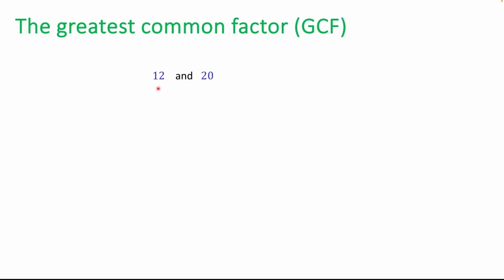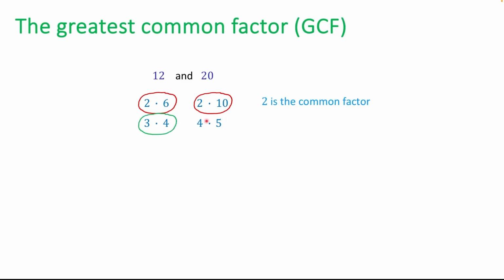I'm considering two numbers, 12 and 20. 12 can be written as 2 times 6 and 3 times 4. 20 can be written as 2 times 10 and 4 times 5. If you take these two, 2 is the common factor. And if you take these two, 4 is the common factor. So there are two common factors between 12 and 20. Out of these two common factors, 4 is the greatest. So the greatest common factor of 12 and 20 is 4.